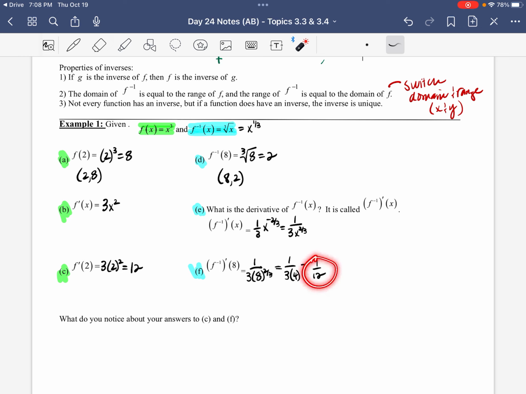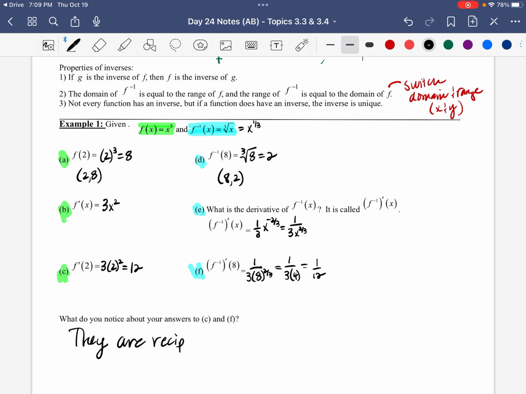So what I want you to notice here is that the derivative of f at 2 is the reciprocal of the derivative of f inverse at 8. So these are reciprocals of each other at each other's domain or range, right? What do you notice about your answers to C and F? They are reciprocals of each other. Okay, but this one is with the original x plugged in, and this one is with the y for this one, which becomes the x for f inverse.